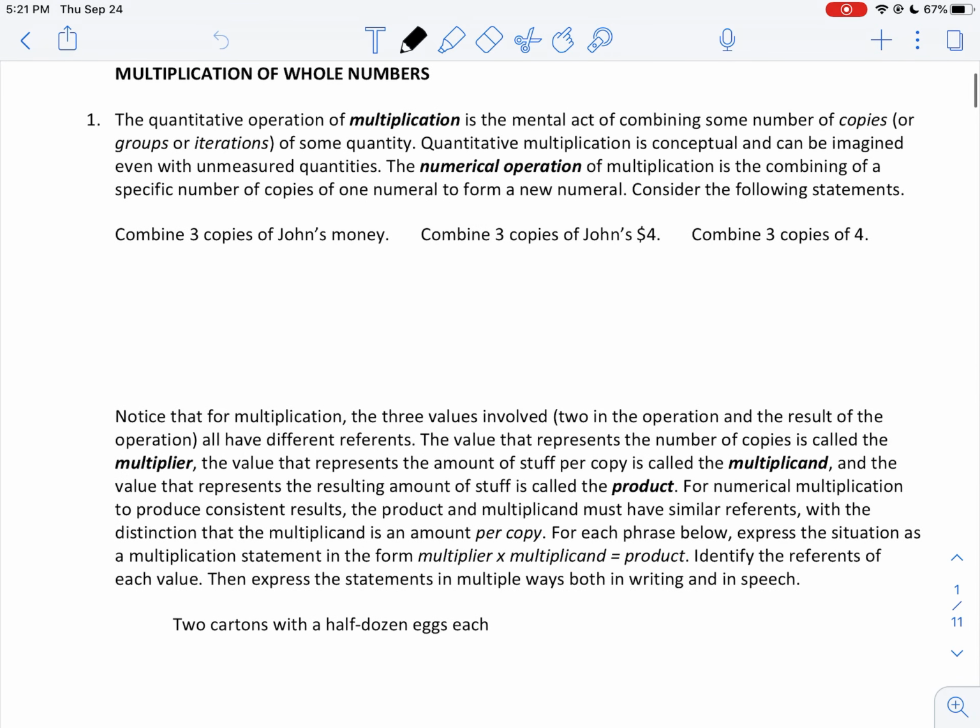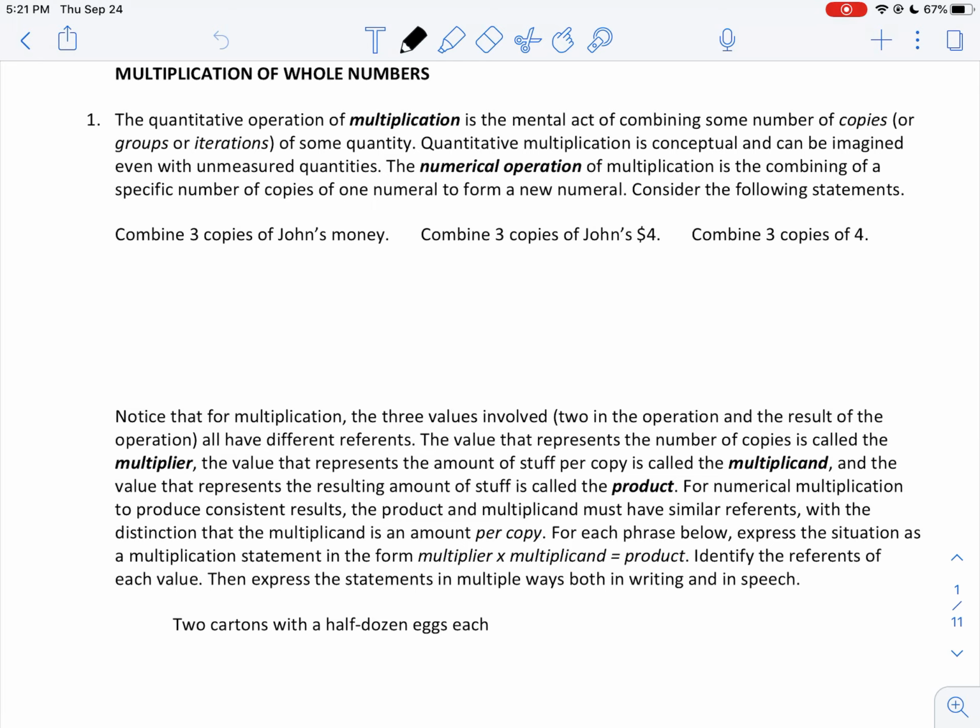Number 1, the quantitative operation of multiplication is the mental act of combining some number of copies, or you could say groups or iterations, of some quantity. Quantitative multiplication is conceptual and can be imagined even with unmeasured quantities. In contrast, we have the numerical operation of multiplication, which is the combining of a specific number of copies of one numeral to form a new numeral.